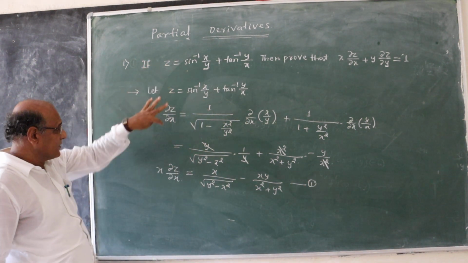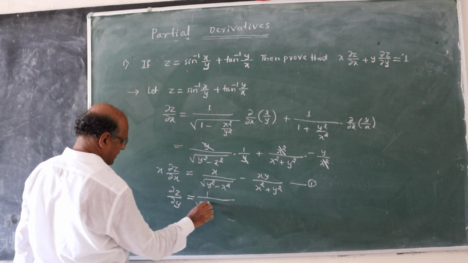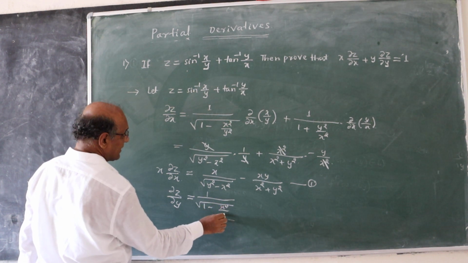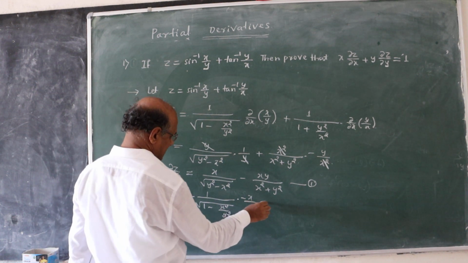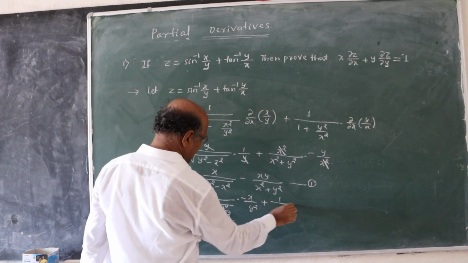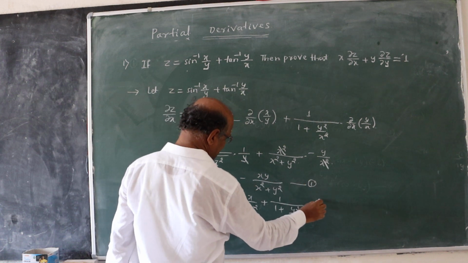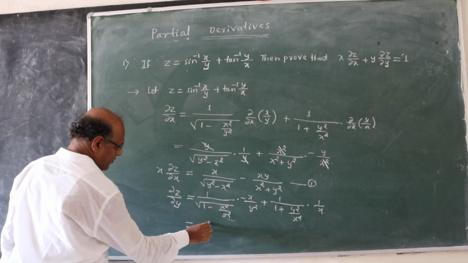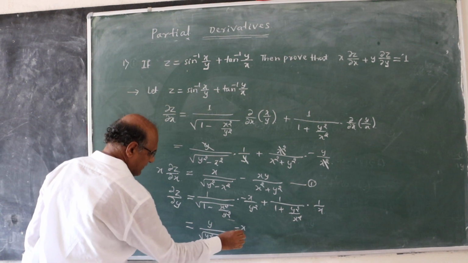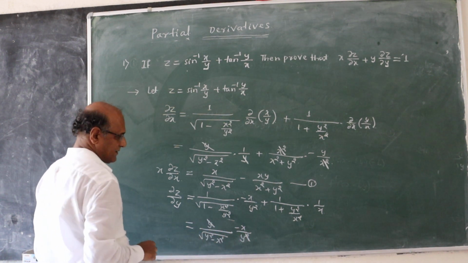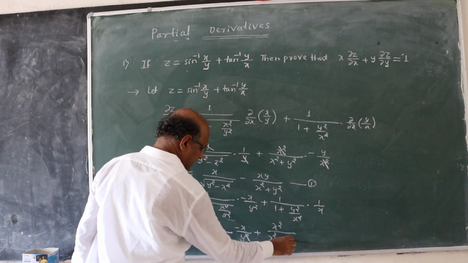Now differentiate z partially with respect to y, that is dou z by dou y. Dou z by dou y is equal to 1 divided by square root of 1 minus x square by y square into the differentiation of x by y, which is minus x by y square, plus dou by dou y of inverse of tan y by x, which is 1 divided by 1 plus y square by x square into dou by dou y of y by x, which is 1 by x. So it is equal to y divided by square root of y square minus x square into minus x divided by y square, the y cancels, plus x square divided by x square plus y square into 1 by x.